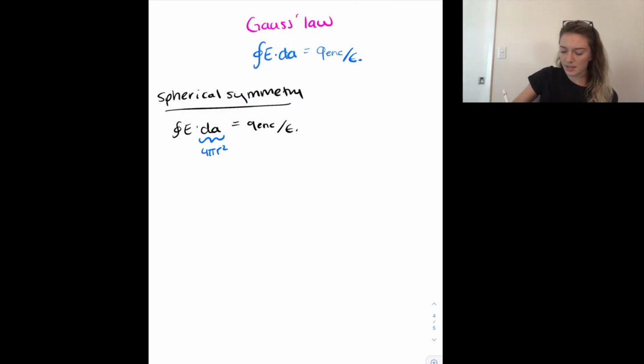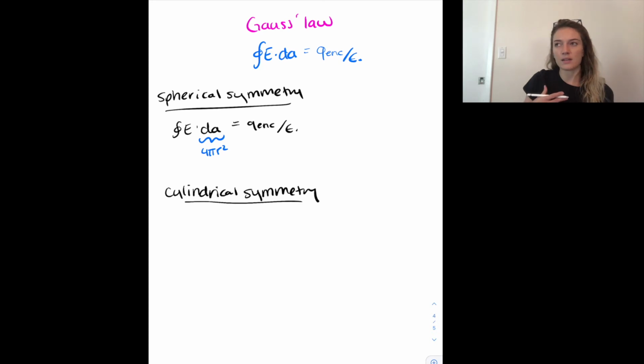All right, then the other case is cylindrical symmetry. That's like if you have an infinite line charge, an infinite cylinder, concentric infinite cylinders, those all have cylindrical symmetry. So you're going to want to choose a cylinder for your Gaussian surface. So in this case, Gauss's law will still be E dot dA, obviously. But for your dA, you're going to want to choose a cylinder.